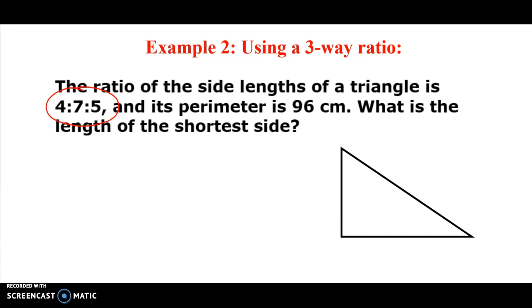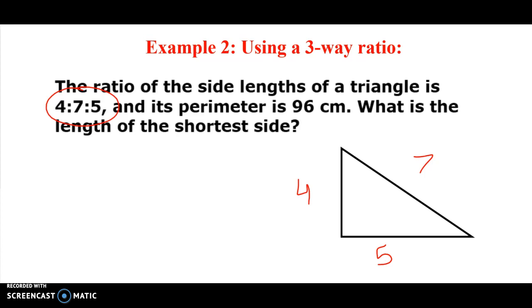What would an isosceles ratio look like, Tessa? Two numbers are the same. Yeah, so like 4 to 4 to 7, or 2 to 2 to 3. So I'm going to label the shortest side with a 4. I'm going to label the longest side with a 7, and the medium side with a 5.